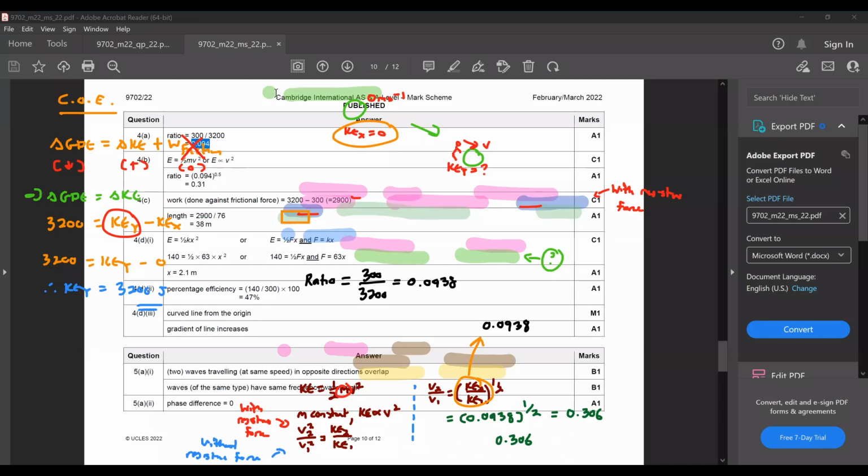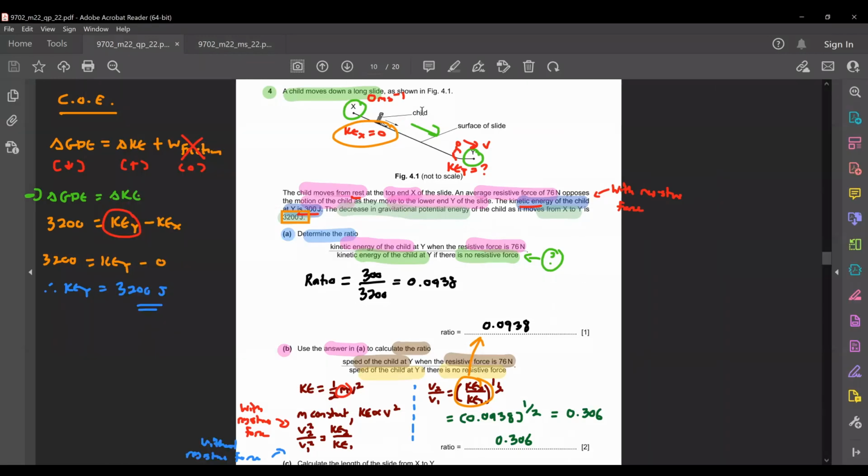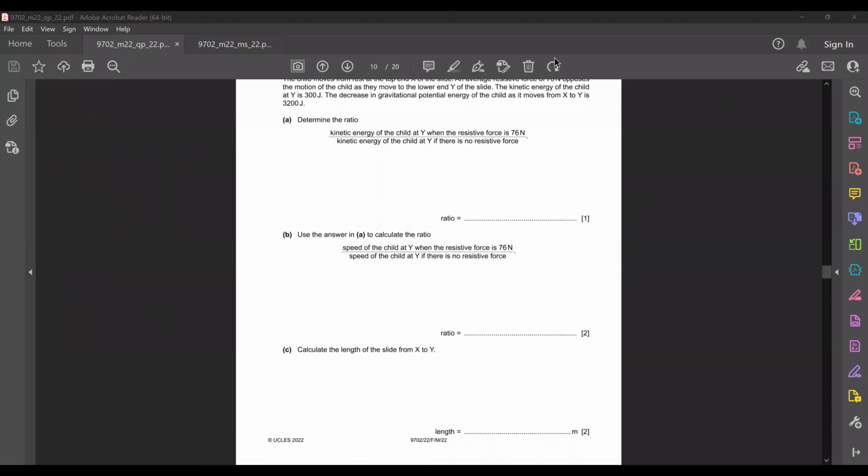All right. Then we move on to part C. Let me just clear all the writings here. Now for part C, calculate the length of the slide from X to Y. Recall that earlier you had some sort of inclined plane, and the child was moving from position X here to position Y here. You want to find out the length between X and Y.